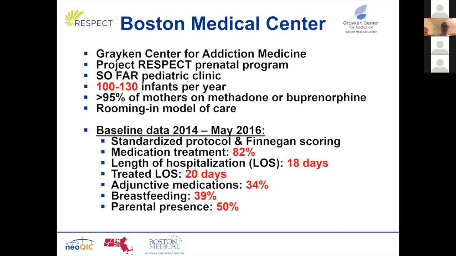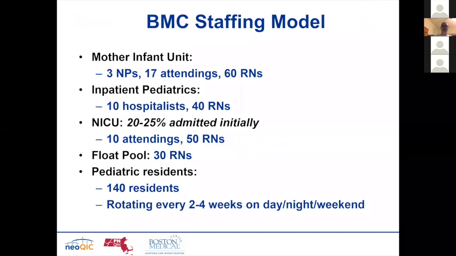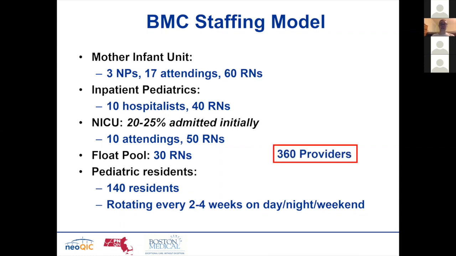And so I just want to give you a sense of our staffing model, because many folks are saying, well, how can I possibly make this change at my institution? We have so many people involved. And so this is our staffing structure. We have these kids on 3 different units. So we have our mother-infant postpartum unit, our inpatient pediatric unit, and our NICU, each of which has a separate set of hospitalists and nurses. We also have a float pool of nurses, and then we have 140 residents that rotate every 2 to 4 weeks on different shifts. So we counted that was a total of 360 providers.